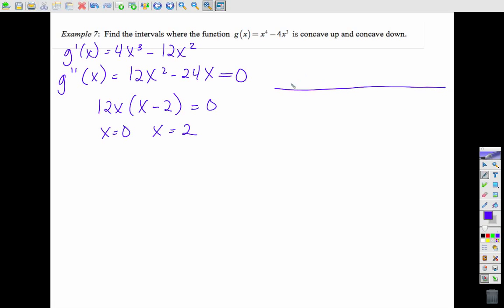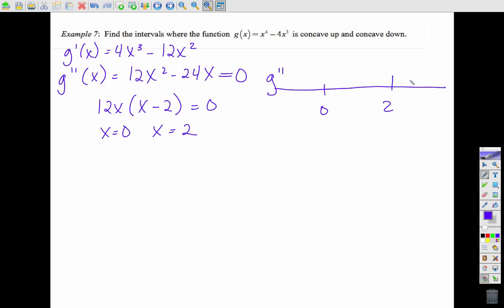I'm going to do a sign chart, and this time I'm using my second derivative. So if I plug values in on either side of the 0 and the 2, I need to remember to plug them into the second derivative. It's pretty important to write down what you're doing here. The sign chart is never going to be used for grading, so it doesn't really matter that you write this down, but I promise it does help to keep in mind where to plug values back in.